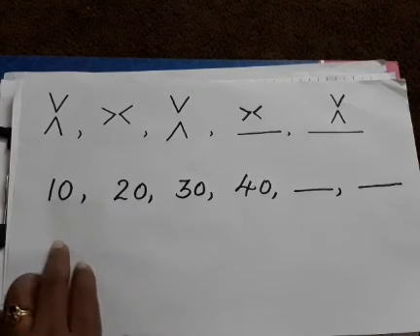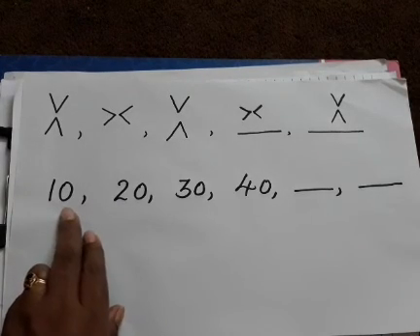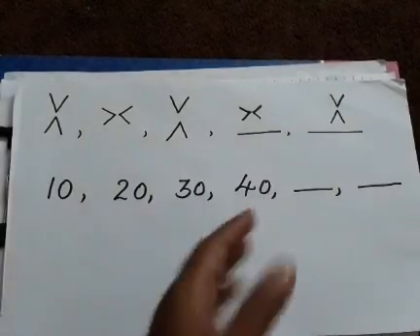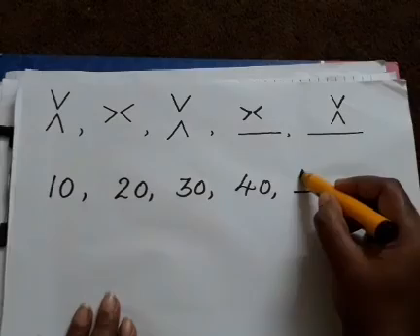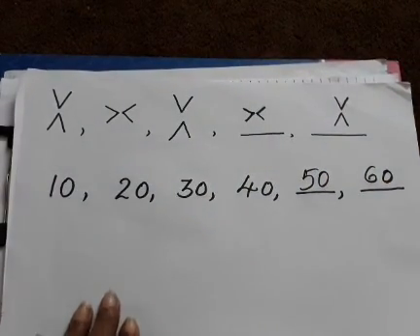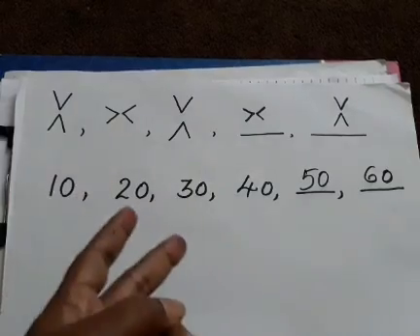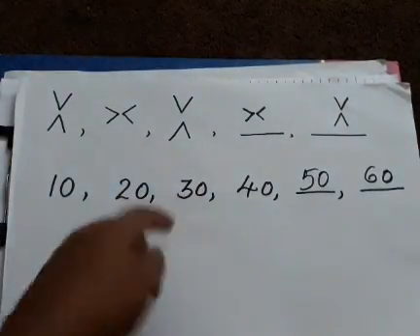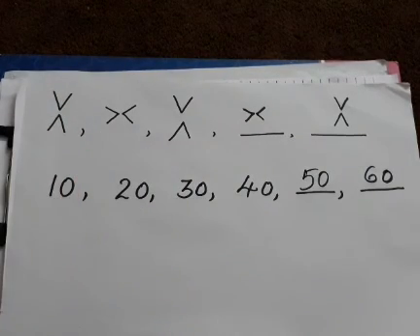Look at the next question. The first given is 10, 20, 30, 40. Then what may be the next? It is 50, then 60. So my dear kids, patterns are of two types. Sometimes it is a figure pattern, or otherwise it is a number pattern. Look at the pattern clearly and complete the other patterns.